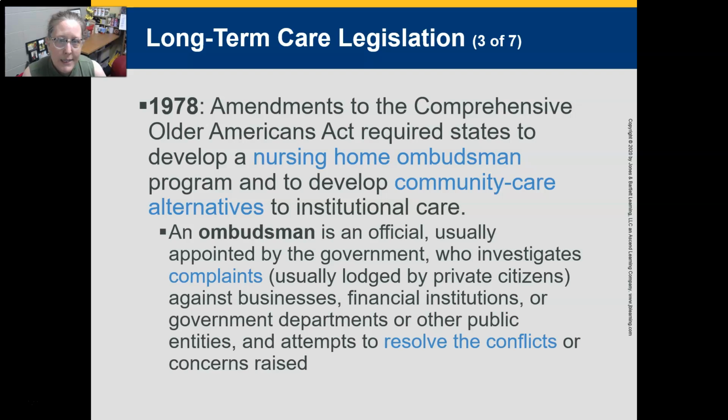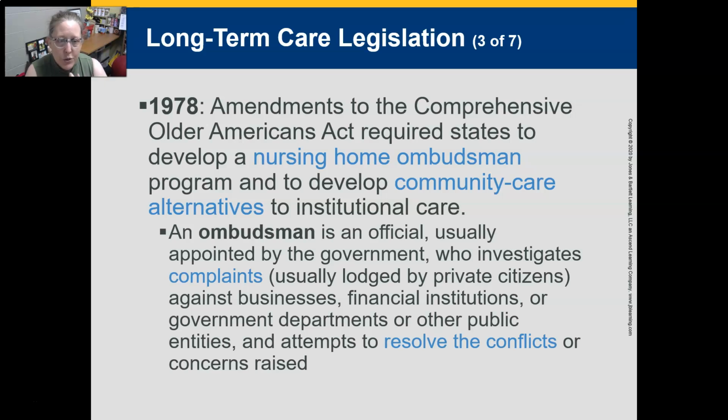In 1978, the amendments to the Comprehensive Older Americans Act required states to develop a nursing home ombudsman program and to develop community care alternatives to institutional care. So all of this is kind of moving apace, trying to expand all of the options available for long-term care. So the ombudsman is an official, usually appointed by the government, who investigates complaints.